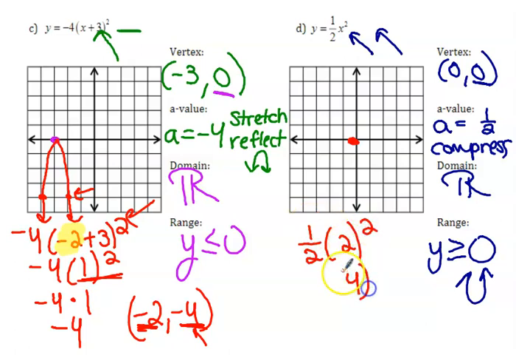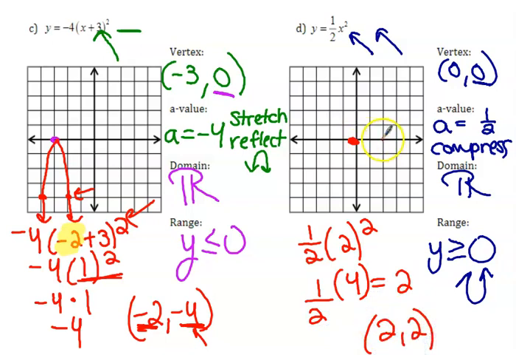If I get 2 squared, I have 4. And what is half of 4? Well, that would be 2. So I'm going to plot the point 2, 2. So over 2, up 2. Over 2, up 2. All right? And there's our graph.